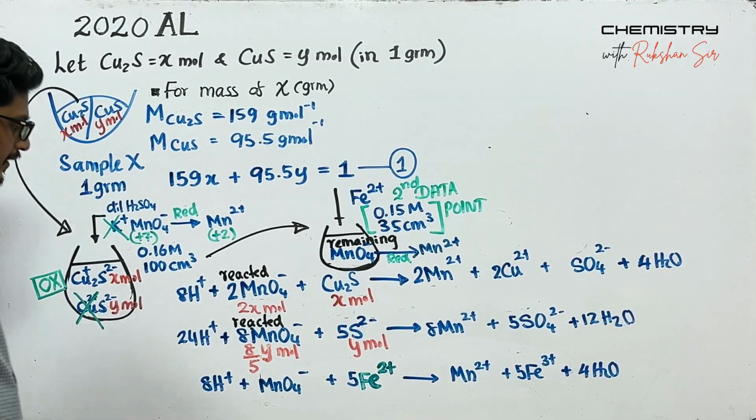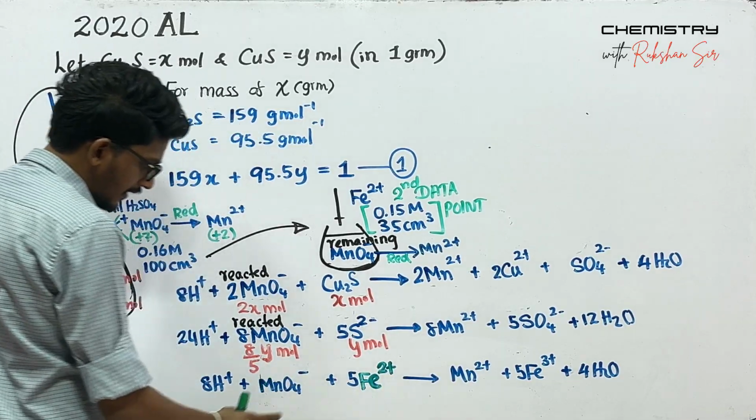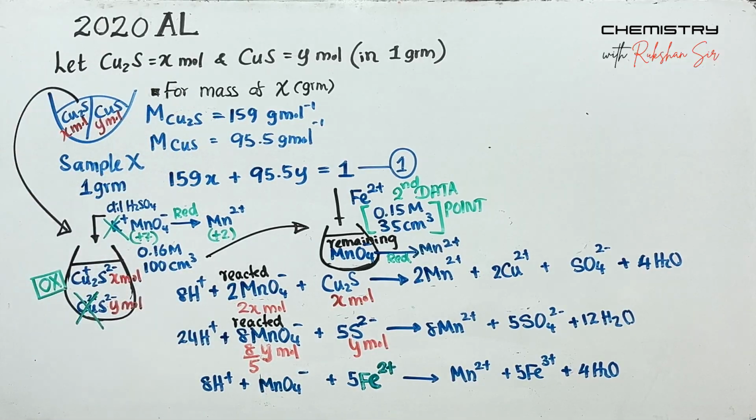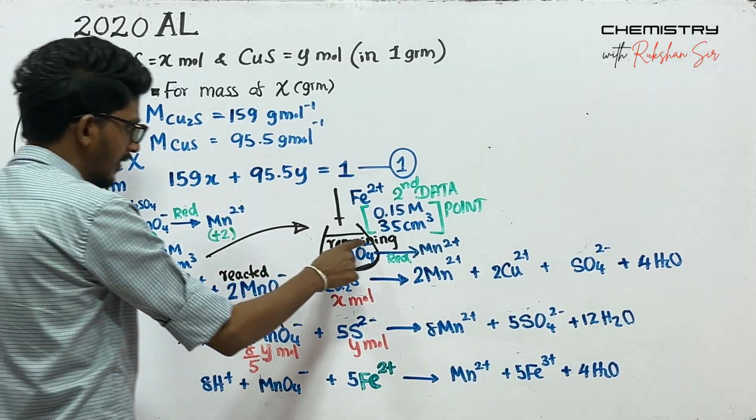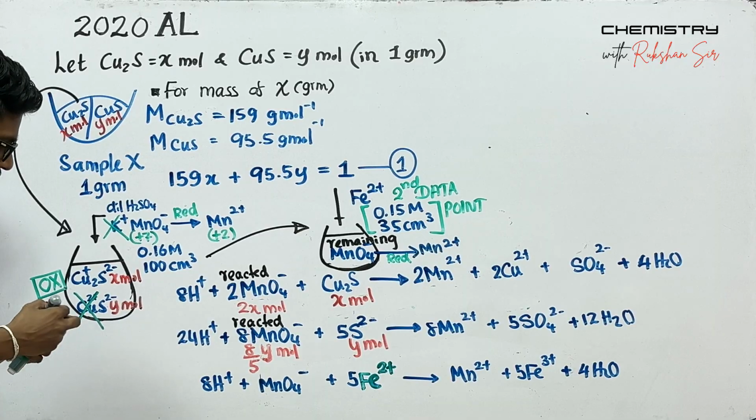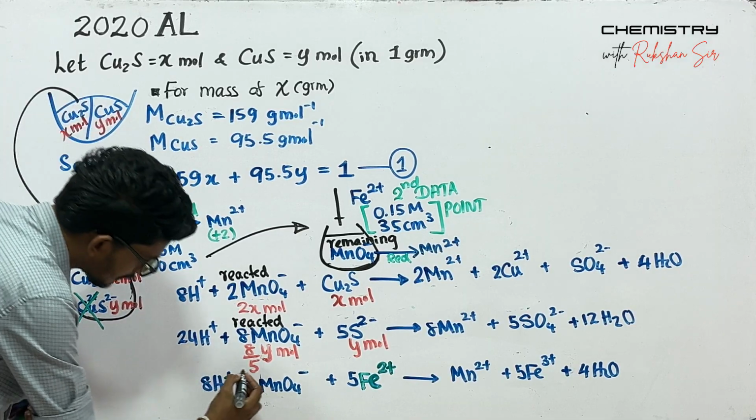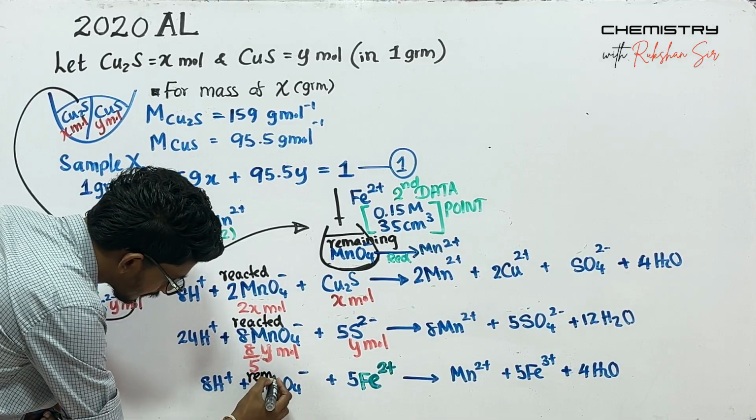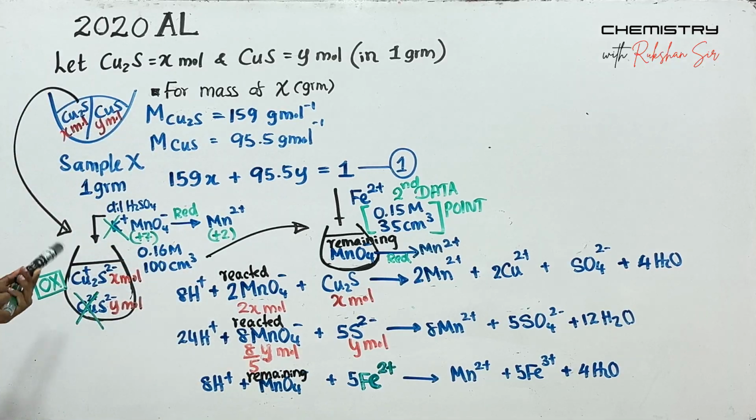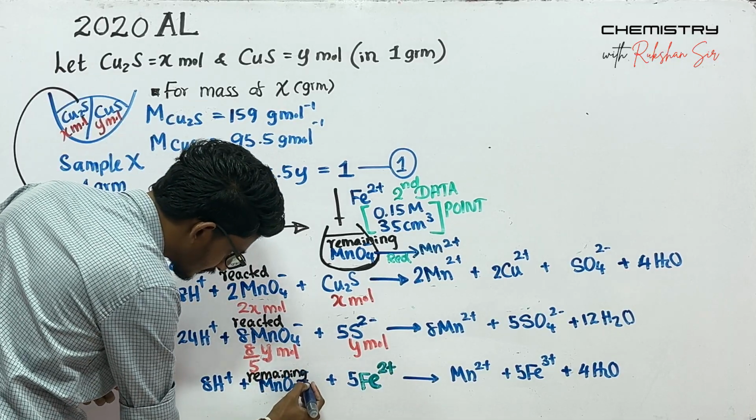See, for that, first we need to know the MnO4 minus amount here. Actually, that is the remaining MnO4 minus, the remaining MnO4 minus, right?